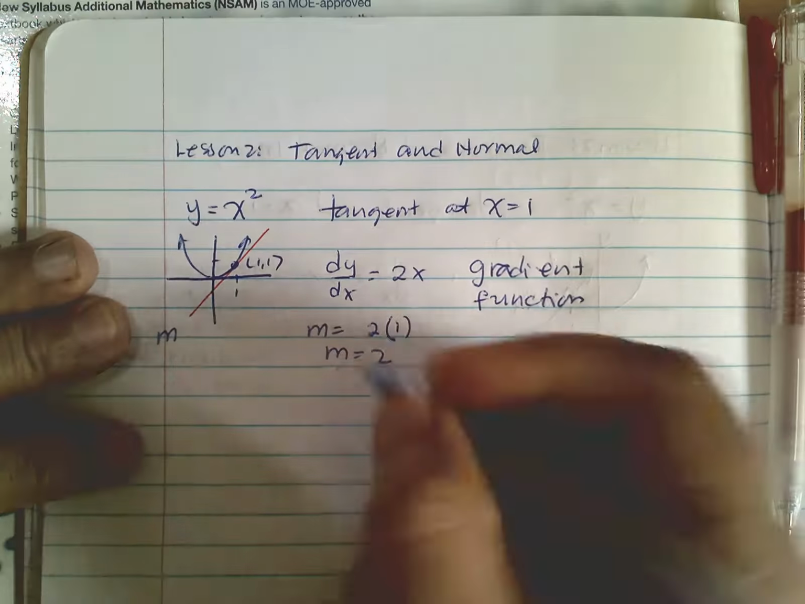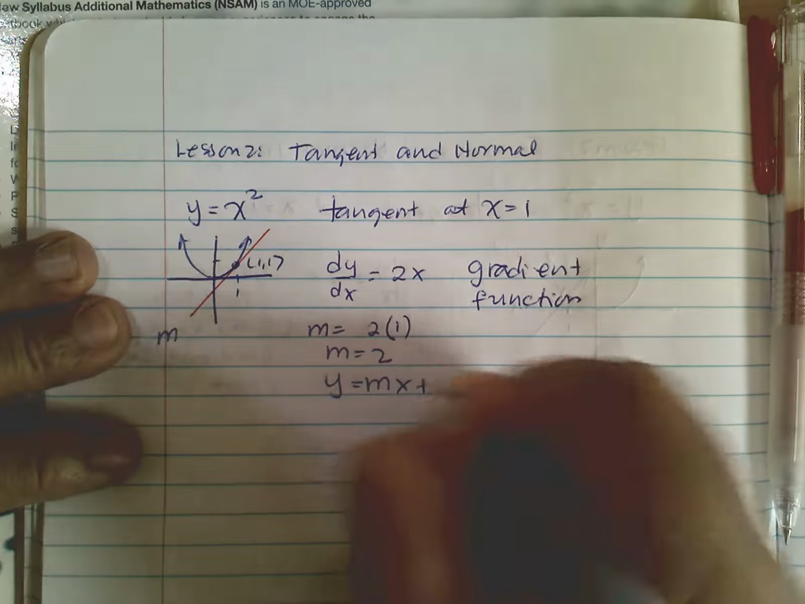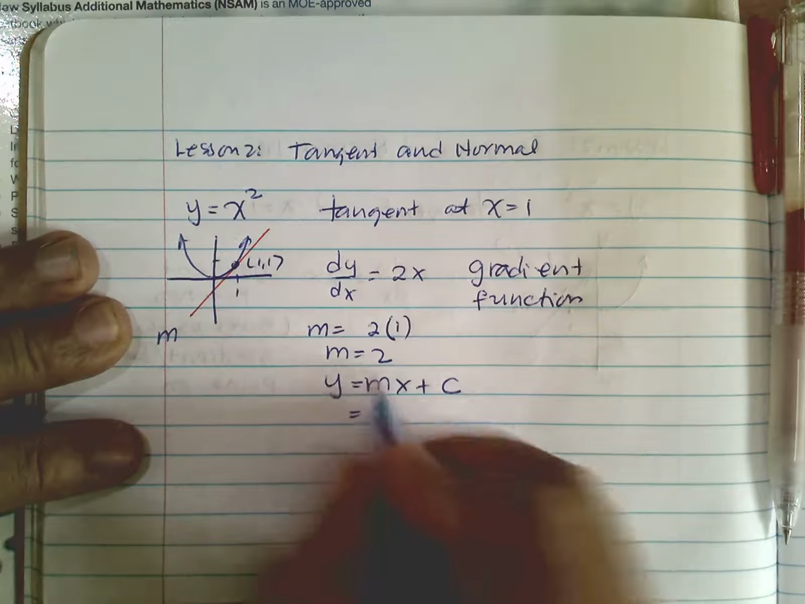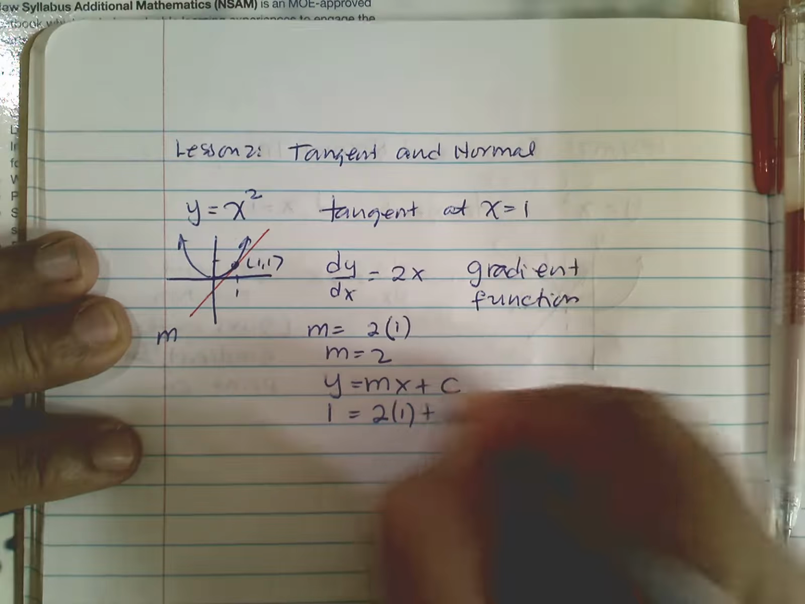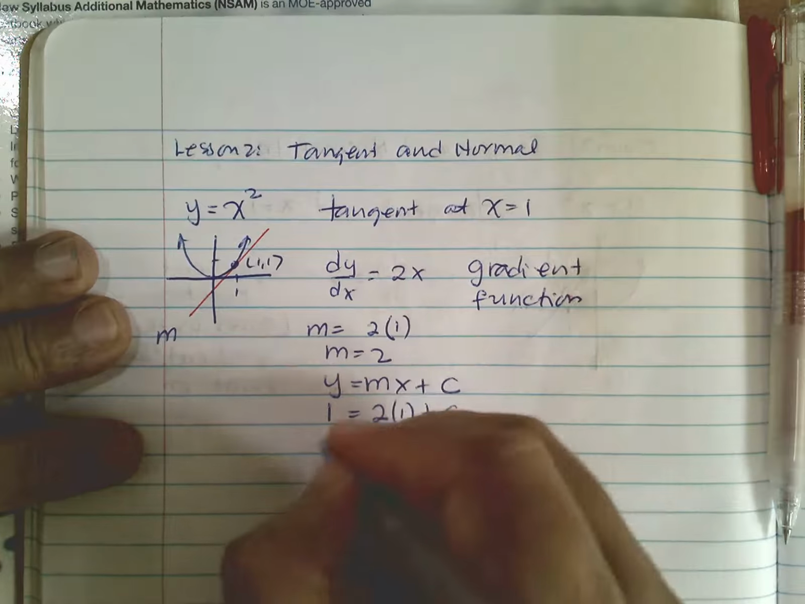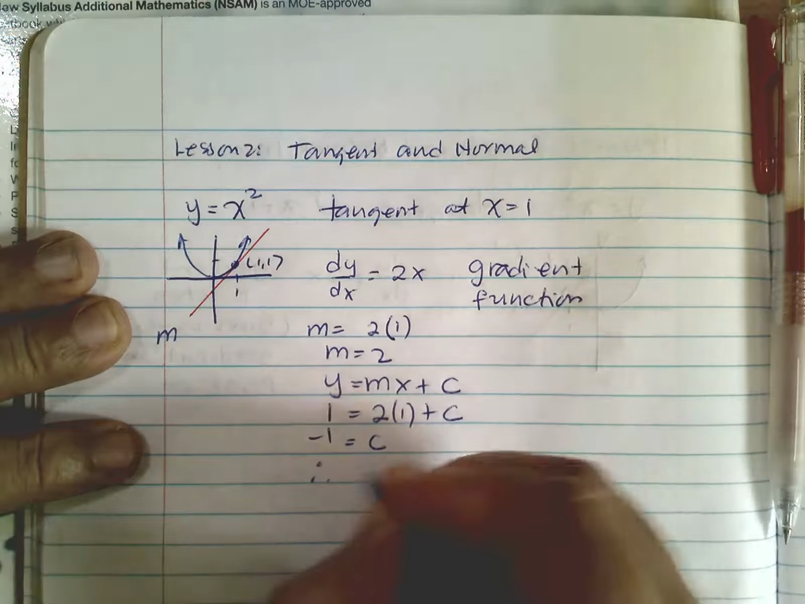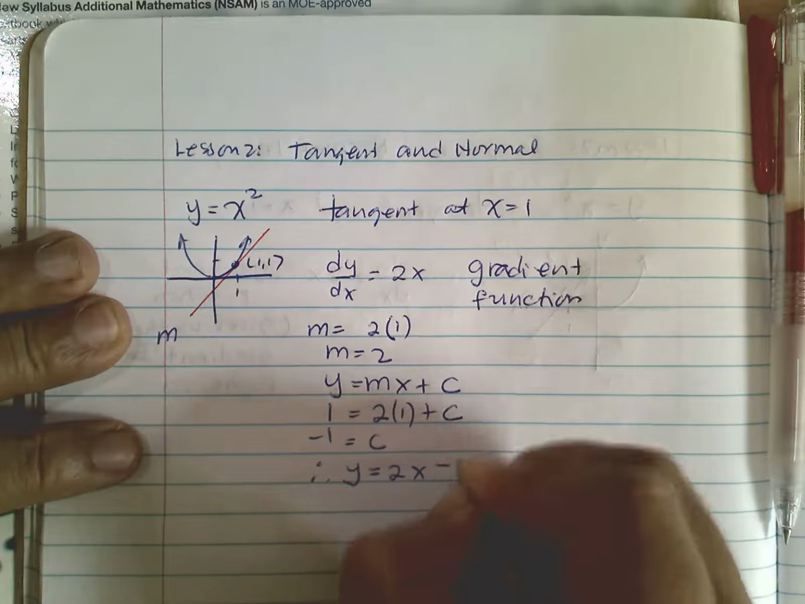So therefore, we can now get the equation of the line, which is y is equal to mx plus c. Your m is equal to 2. Your x and y is (1, 1). So if y is equal to 1, 1 equals 2 times 1 plus c, then you need to find your c, which gives you negative 1. So therefore, the equation now of your tangent line is y is equal to 2x minus 1.